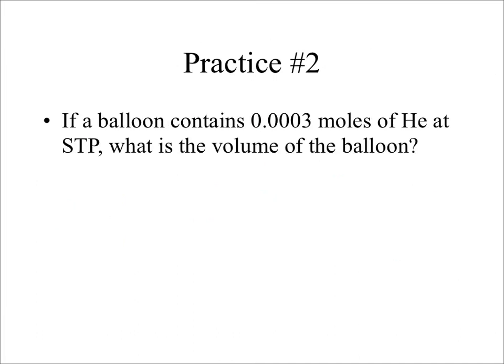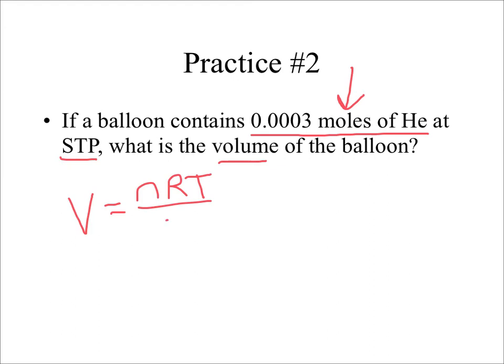Okay, let's try another one. If a balloon contains 0.0003 moles of helium at STP, what's the volume? The word moles lets me know we're using the ideal gas law. In this case, we're solving for volume. So PV equals nRT, V equals nRT over P. Let's start filling in the blanks. Our number of moles, 0.0003.